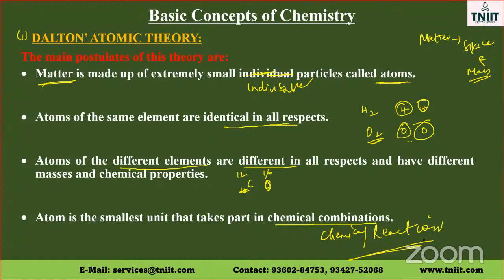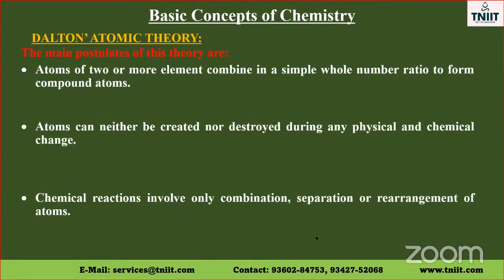The second point is atoms of the same elements are identical in all respects. Next, the third point, atoms of different elements are different in all respects and have different masses and chemical properties. I gave an example. Carbon monoxide is CO. It has two different atoms, one is carbon, the other one is oxygen. Carbon atomic mass is 12, oxygen atomic mass is 16. The reactivities are different. Physical properties are different. And the fourth point is atom is the smallest unit that takes part in chemical combination or chemical reaction.